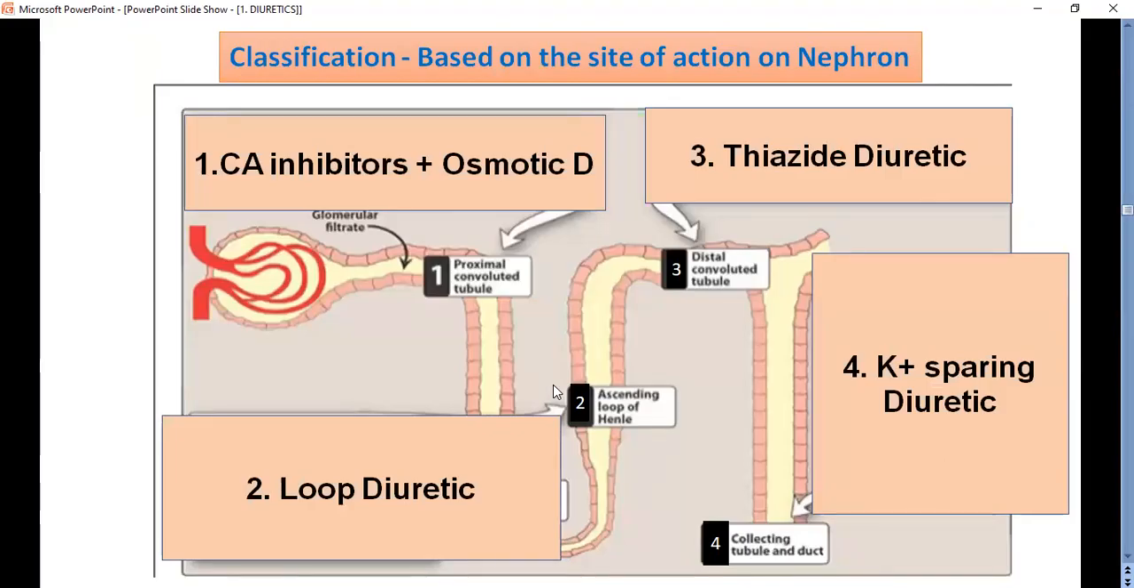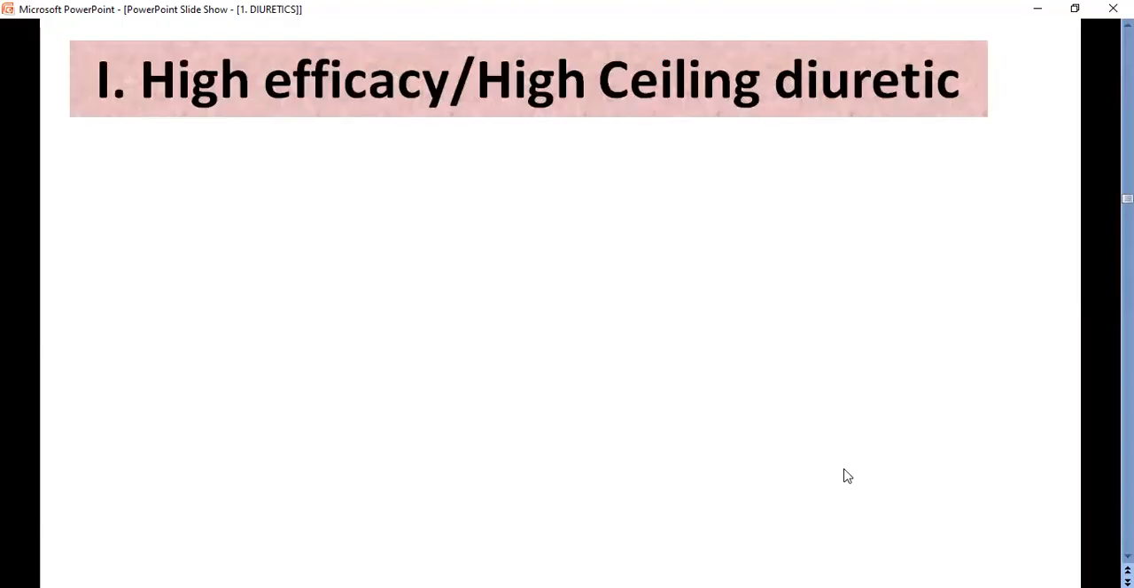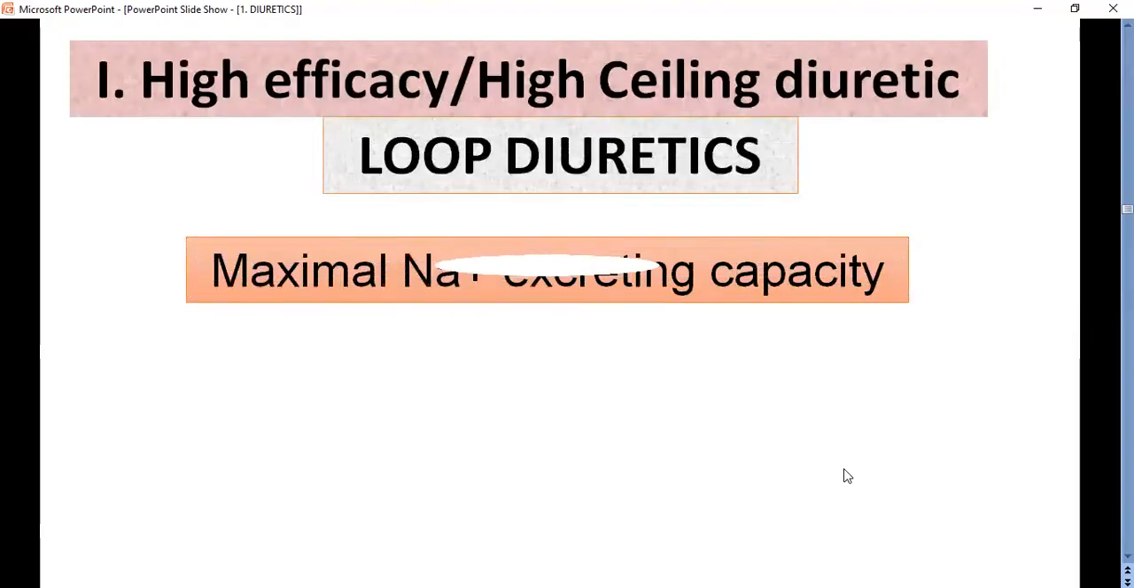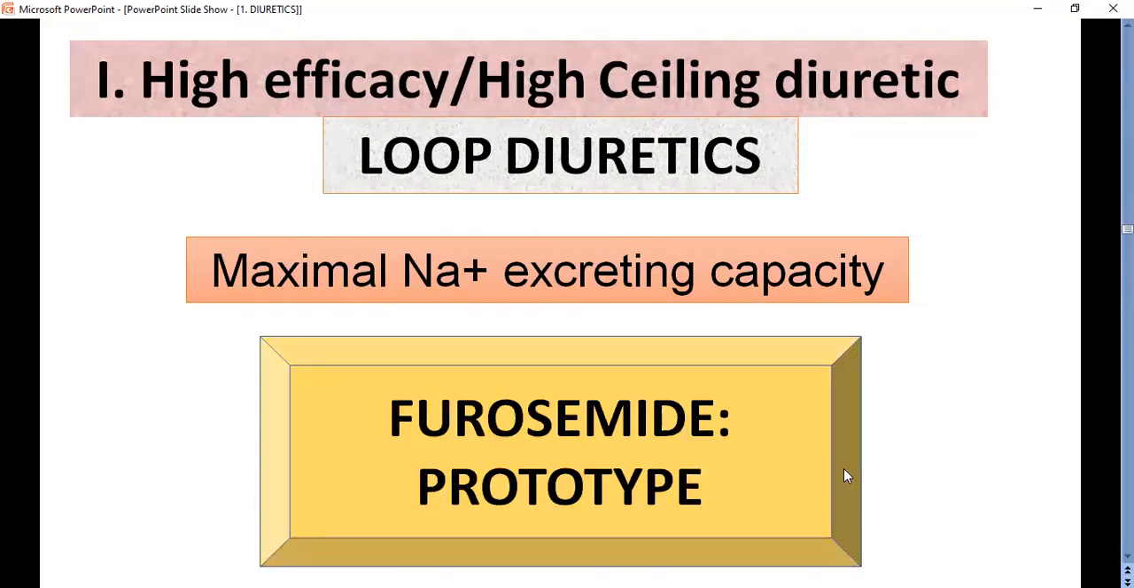These are the various sites of action of diuretics. Carbonic anhydrase inhibitors and osmotic diuretics act on the proximal convoluted tubule. Thiazide diuretics act on the distal convoluted tubule, and loop diuretics act on the ascending limb of the loop of Henle. Potassium-sparing diuretics act on the collecting duct. The loop diuretic has maximum sodium excreting capacity, and the prototype agent is furosemide.